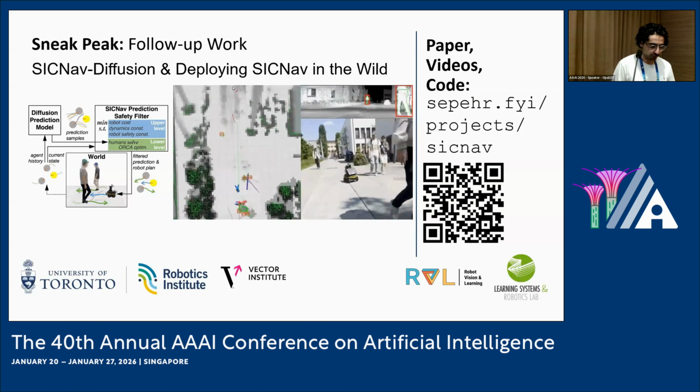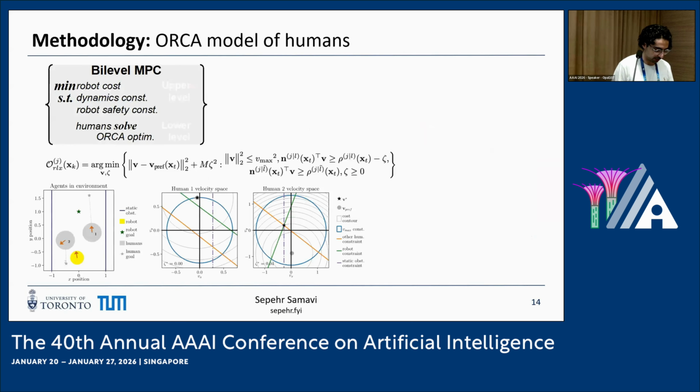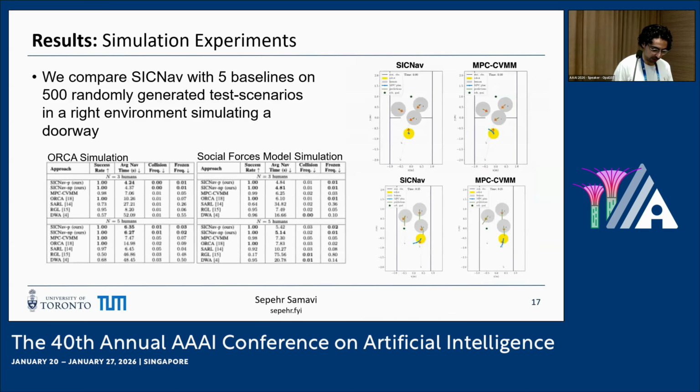So for the first question, I have a backup slide with the numbers in simulation. We compare with SARL and RGL, which were at the time the most recent reinforcement learning methods for crowd navigation. We do beat them in terms of success rate, navigation time, and collision frequency, or at least we definitely have fewer collisions than them. We do that simulation analysis quantitatively.